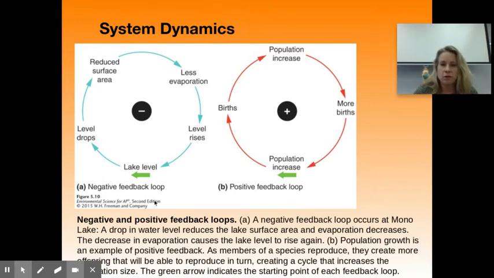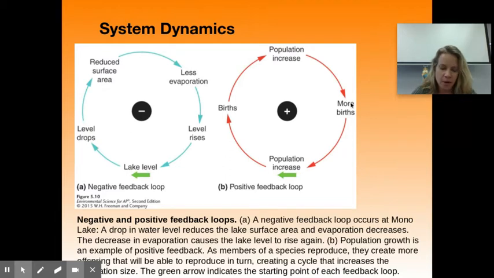So lake level. We're talking about Mono Lake, for example. Lake level is dropping, and that reduces the surface area. So that means there's less evaporation. Then the lake level rises because there's less evaporation, and then the lake level tapers off.